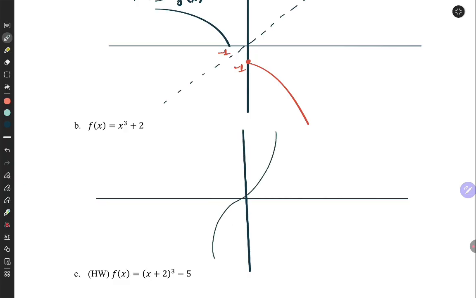So x^2 normally looks like this: 1, 2. Literally move it up two units. Okay, reflect that over the line y equals x. And I think of that.